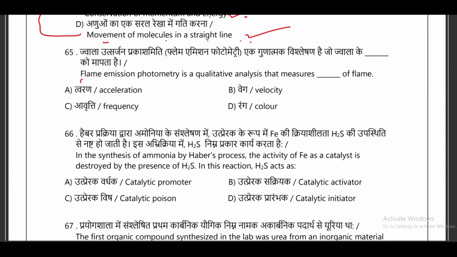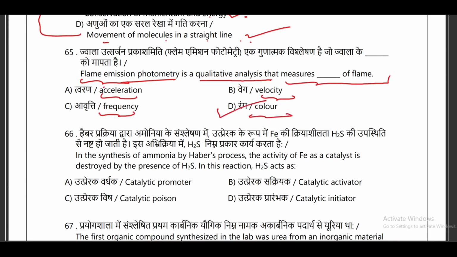In the next question, flame emission photometry is a qualitative analysis that measures what of the flame? They are providing you four options: acceleration, velocity, frequency, and color. And in this case, your correct answer is D, color.